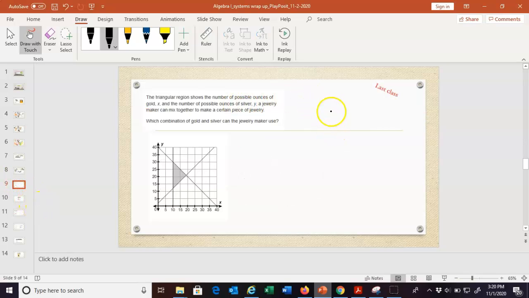All right, a triangular region shows the number of possible ounces of gold, X, so gold is along the x-axis, and the number of possible ounces of silver, silver is along the y-axis, and these are in ounces, that a jewelry maker can mix together to make a certain piece of jewelry. So there must be this sweet spot where you mix a certain number of ounces of silver and gold together where the jewelry is stable enough to hold its form and to actually make a piece of jewelry. Which combination of gold and silver can the jewelry maker use?